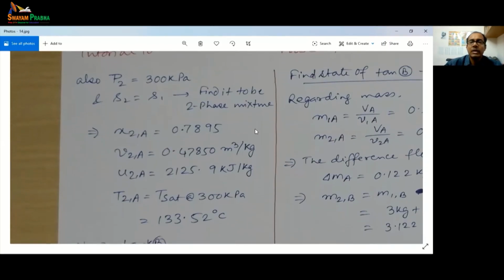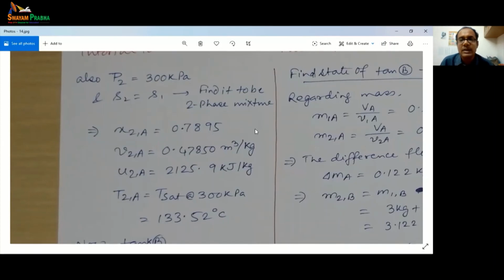Whenever the two-phase region is there, the quality comes into the picture, and you can find the quality by linear interpolation. X2A will be equal to 0.7895, so 78% or almost 79% quality of the vapor. This 2A means the quality in state 2, the final state in tank A. Similarly, you can find the specific volume, specific entropy and specific internal energy in the final state of tank A.